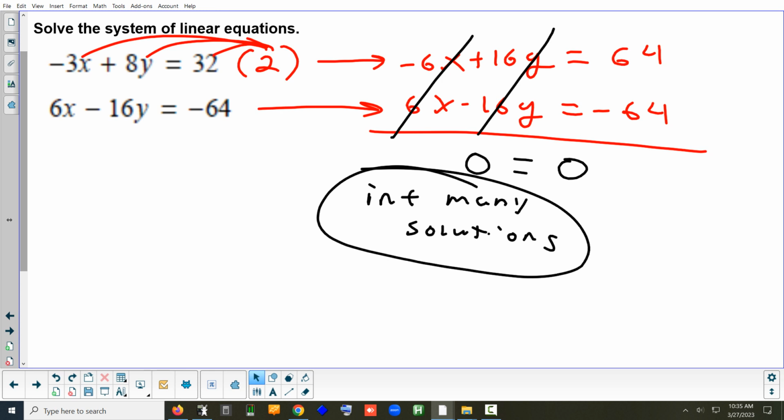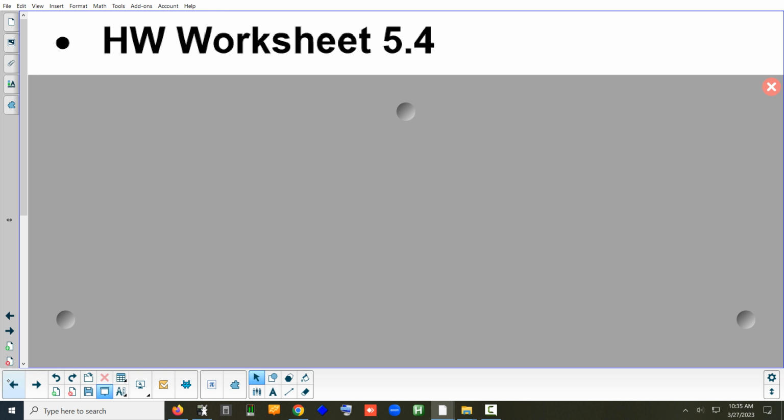Okay, so I think we got a good amount of review in there. We did one graphing, one substitution, and then we did both special cases.